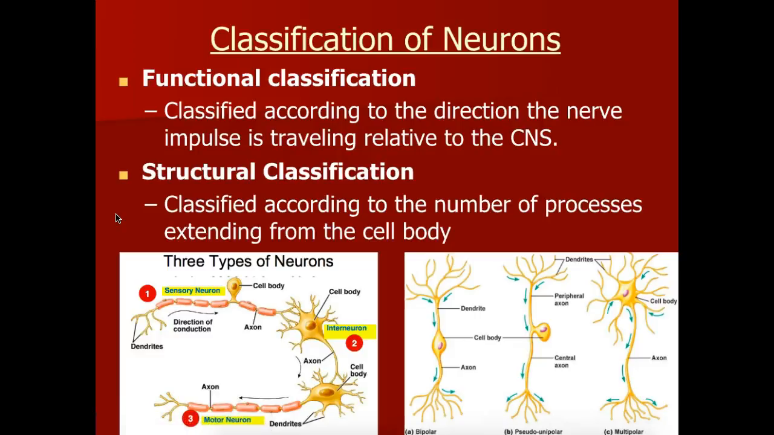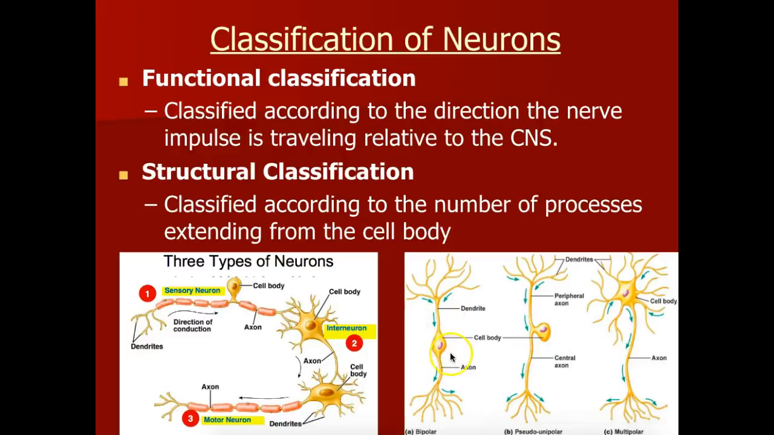So we classify them either according to function, which refers to the direction the impulse is traveling with respect to the central nervous system, or we classify them according to their structure, which is referring to how many extensions are connected to the body. So here I see this arrow is showing me the direction the impulse is traveling. So this is going towards the CNS, and this one is through the CNS, and this is coming out the CNS. So going toward the CNS we'll call the sensory, going through is inter, and going out is motor. And I have a separate slide on each of those.